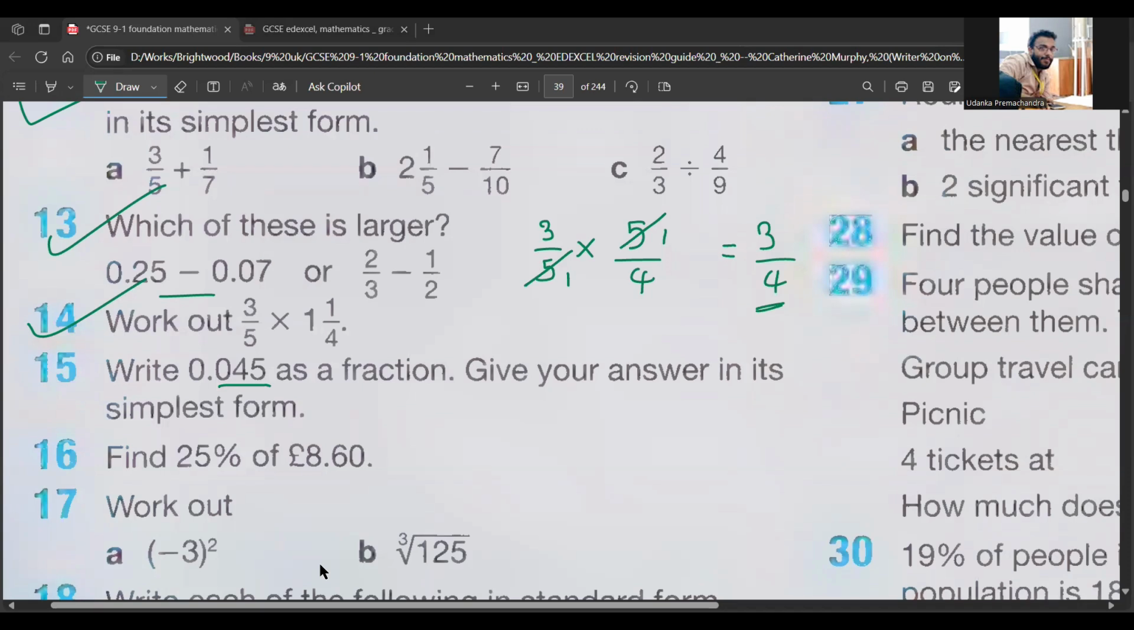Okay, sir. Okay. Yes. So what's the answer here? Here 45 over actually 1000. You can divide by 5, no? When you divide by 5, it's 9 over 200. What is the simplest form? It is 9 over 200.